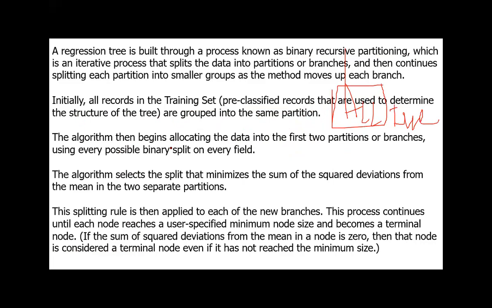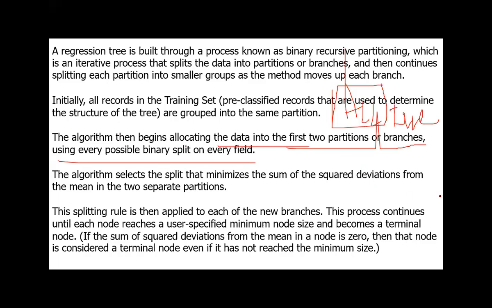The algorithm then begins allocating the data into the first two partitions or branches, using every possible binary split on every field. Every field is checked for whether it is suitable for partition or branch.